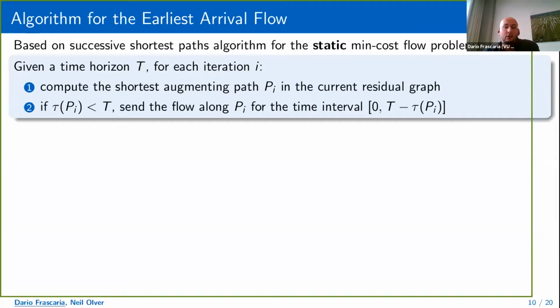So the earliest arrival flow algorithm is based on the successive shortest path algorithm for the static min-cost flow problem. Here we are given a time horizon T, and in each iteration we compute the shortest augmenting path in the current residual graph, and we send flow along this path in the interval [0, T minus tau pi], where tau pi is the length of this path, as long as T minus tau pi is non-negative.